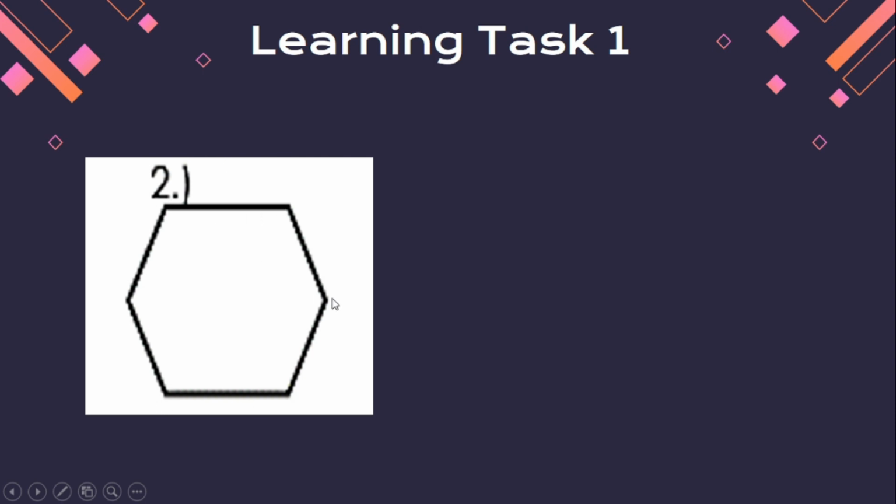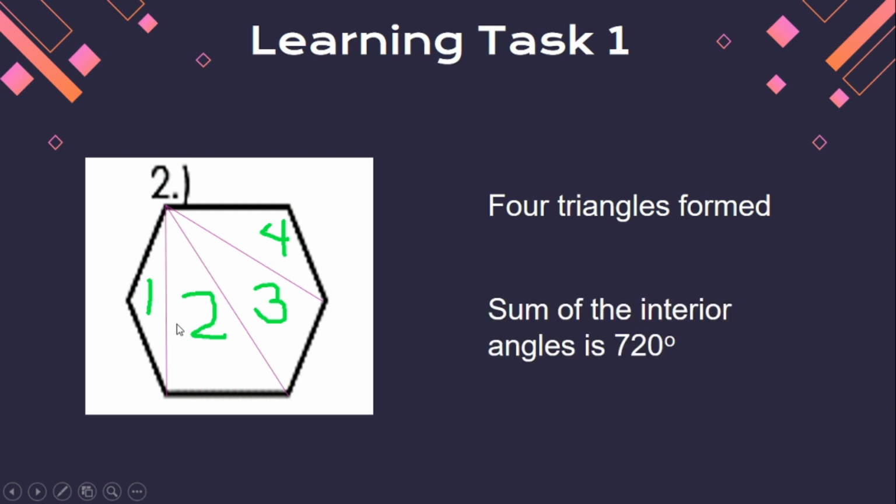Diba? So magdodraw tayo ng diagonals. Ayan, from this vertex lang, isang vertex lang. So, meron tayong tatlong diagonals na nabuo. Or nagkaroon tayo ng tatlong diagonals. So, meron tayong ilang triangle? 1, 2, 3, 4 triangles. So, therefore, meron tayong apat na 180 degrees. So, 4 times 180 degrees, and that will give us 720 degrees.